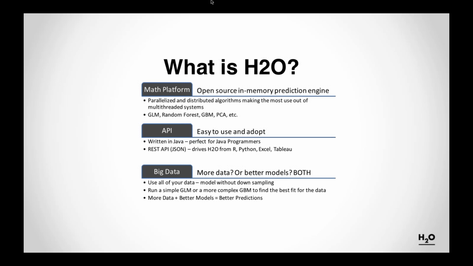So H2O is an open source in-memory computation engine, essentially. The entire platform is built to fit into a jar file that you can launch as a JVM, and you can launch many JVMs so that you have a distributed platform, and in each individual node you have computation also parallelized.